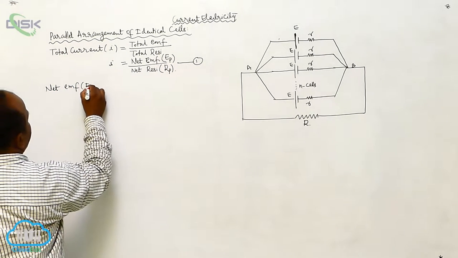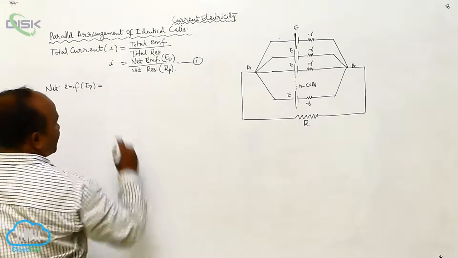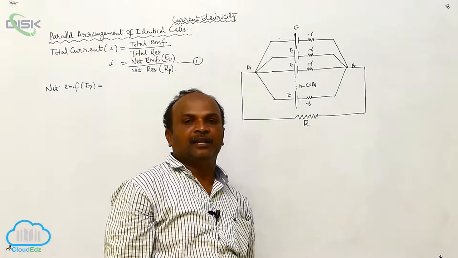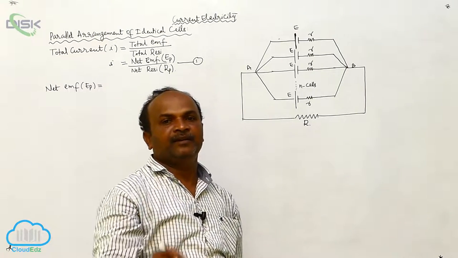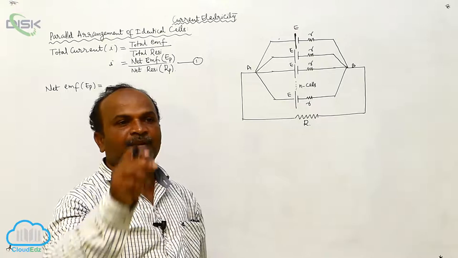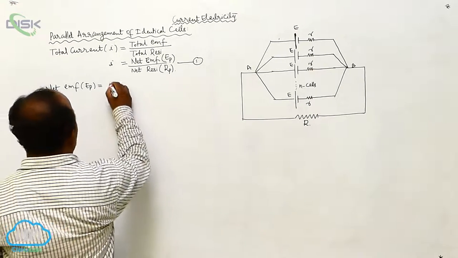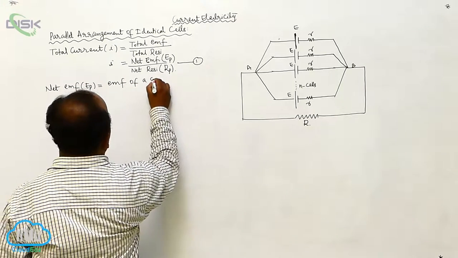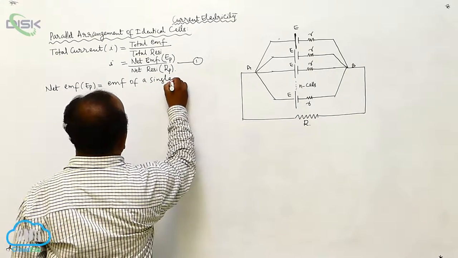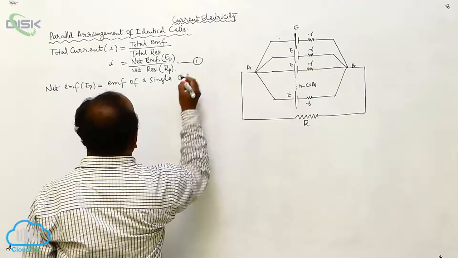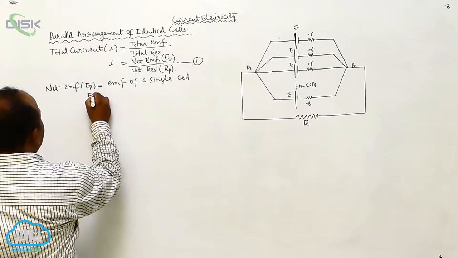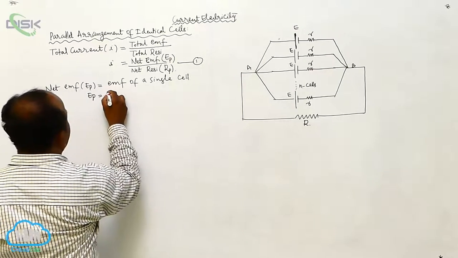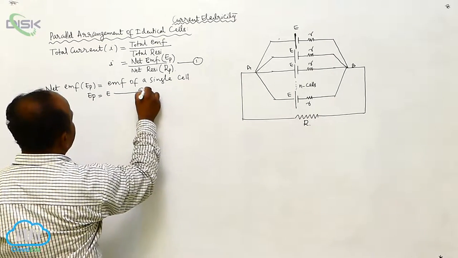Net EMF is EP. Now here, whenever the identical cells are connected in parallel, net EMF is equal to the EMF of a single cell. Right? EP is equal to, what is the EMF of a single cell? Capital E. Therefore, this is called second equation.